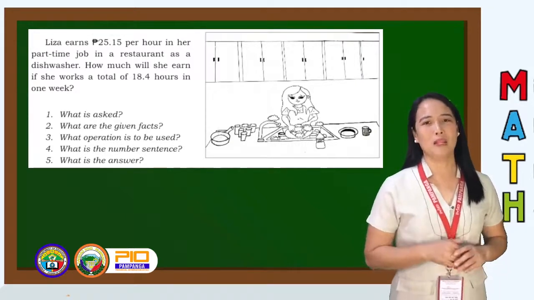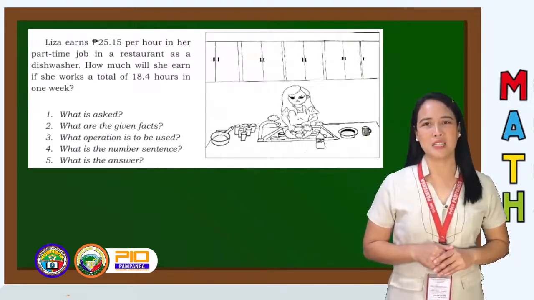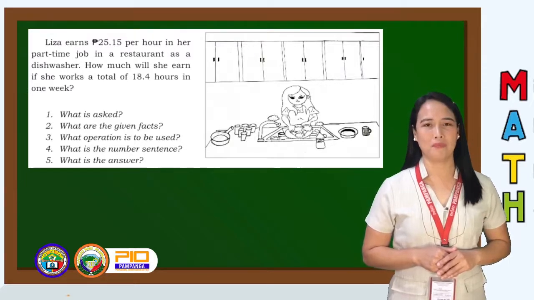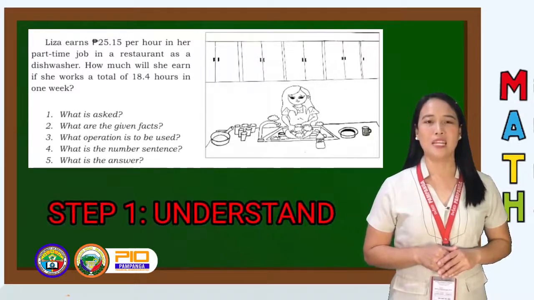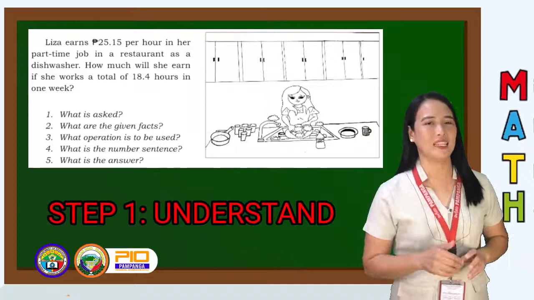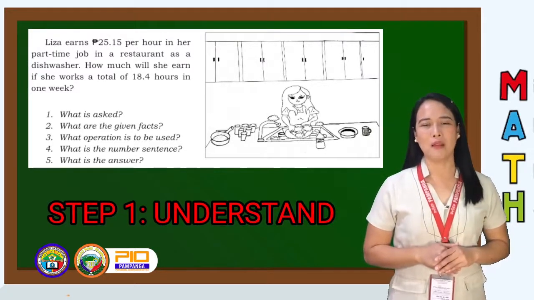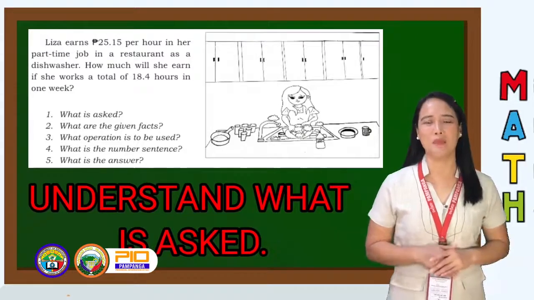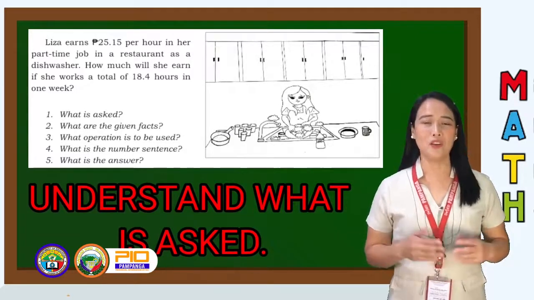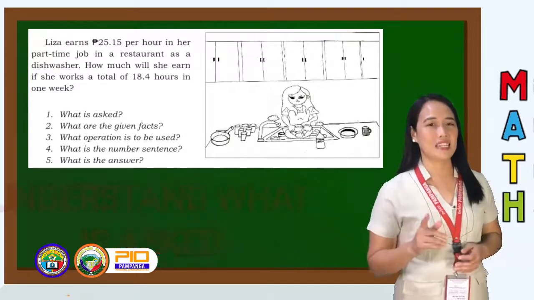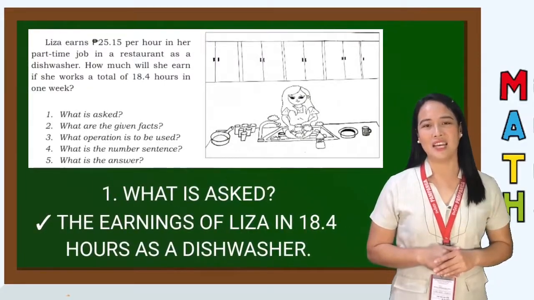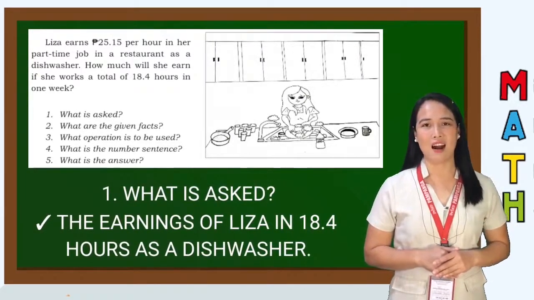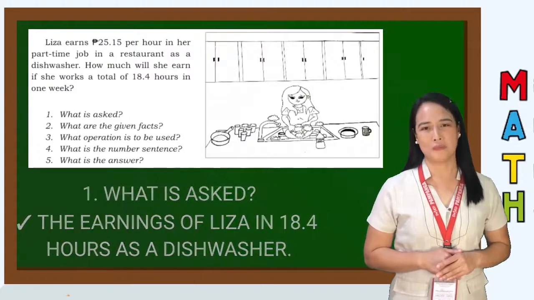To solve the problem, we need to follow the steps in solving a word problem. First, we need to understand. In understanding the problem, we need to find out what is being asked in the given problem. What do you think it is? Yes, the earnings of Lisa in 18 and 4/10 hours as a dishwasher.